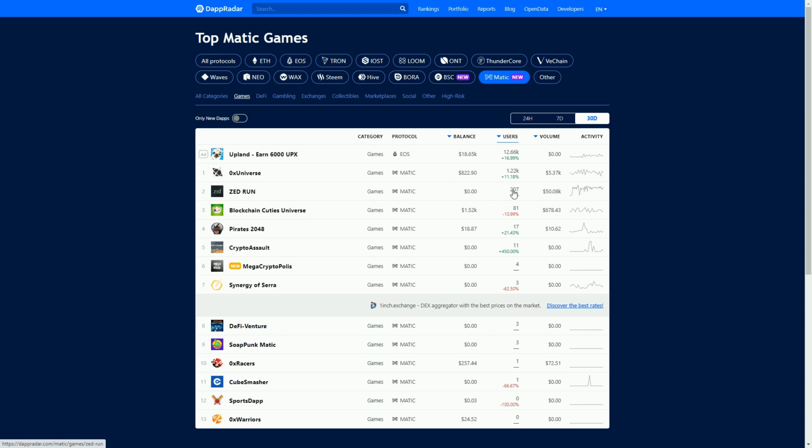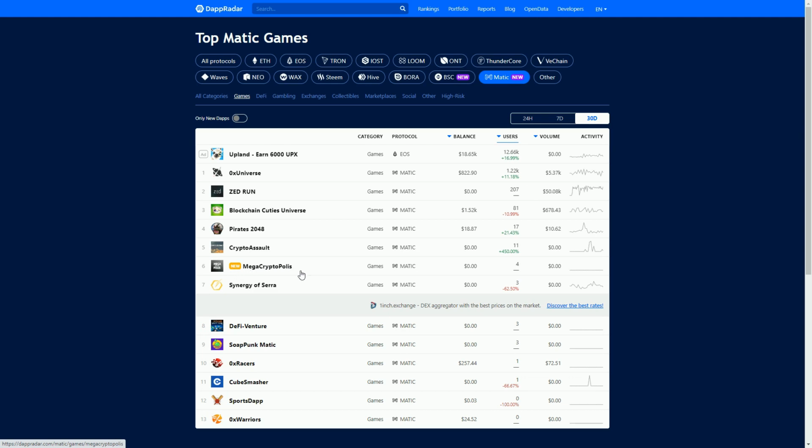Zed Run is a kind of new game. It's a horse racing breeding game that's launching on Matic, so a few hundred there. Blockchain Cuties Universe, now I think across four or five different blockchains, a bit of usage there. And we have this Crypto Assault game that was running on Ethereum. Just launched actually Mega Cryptopolis. So that's an interesting one to look at, keeping an eye on that one.